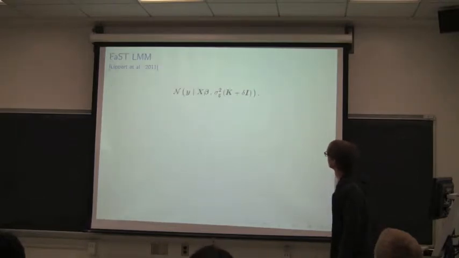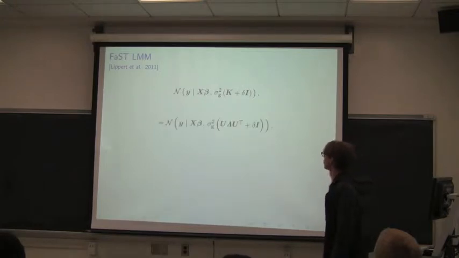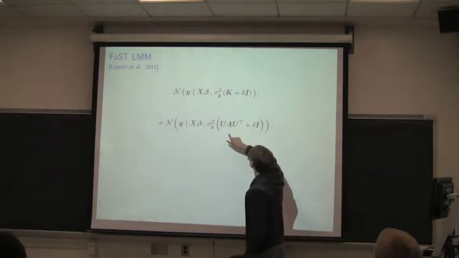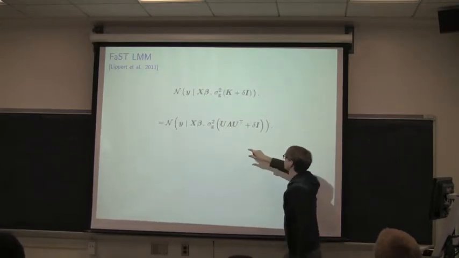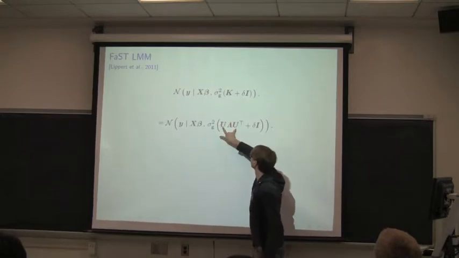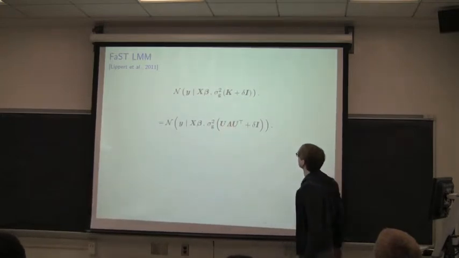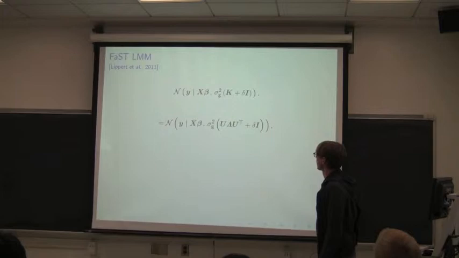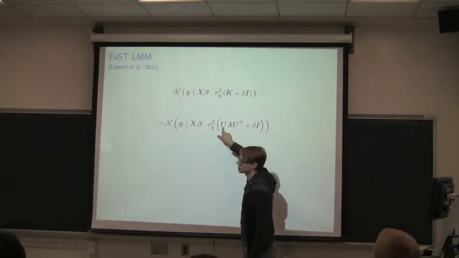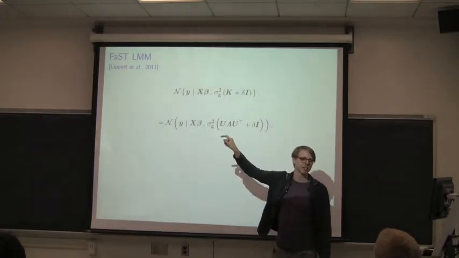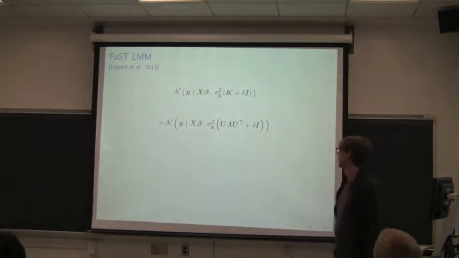And a way to get around this problem, that you have to do these inversions for every value of delta, is using the spectral decomposition of K, where you have the eigenvectors and eigenvalues. So this is just replacing K by its spectral decomposition, so it's the same thing. And the nice thing about the spectral decomposition is that U is an orthogonal matrix, so if we multiply U by itself, then we get an identity.